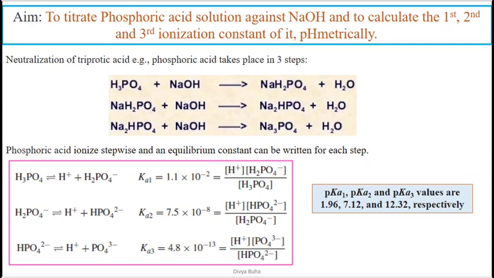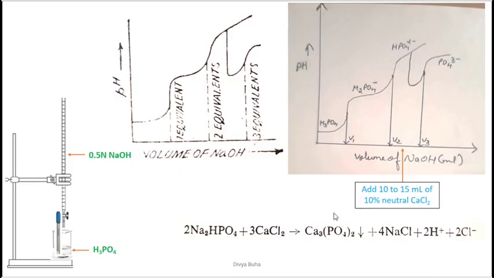Okay, and if you want to find out the total ionization constant of the entire process, then it would be the summation of all of these ionization constant values. Okay, and yes, so this can be done in order to properly titrate the third H+ ion against NaOH. You have to add 10% neutral calcium chloride solution.